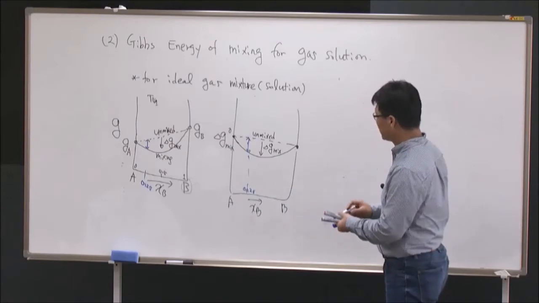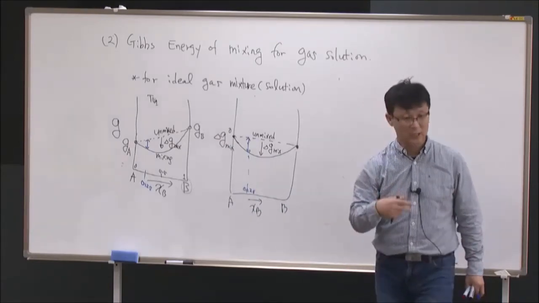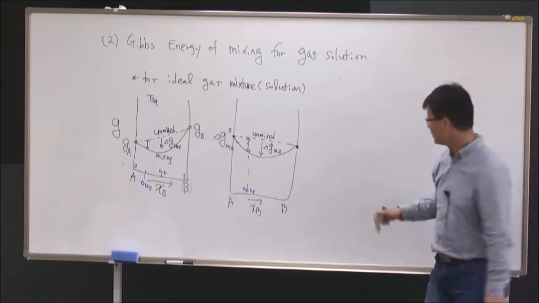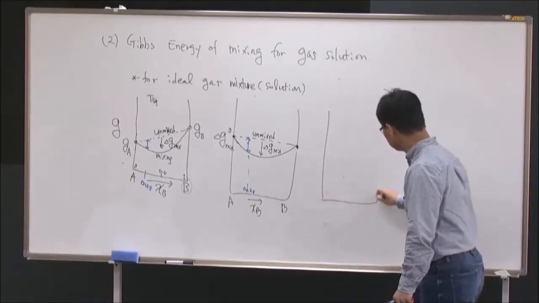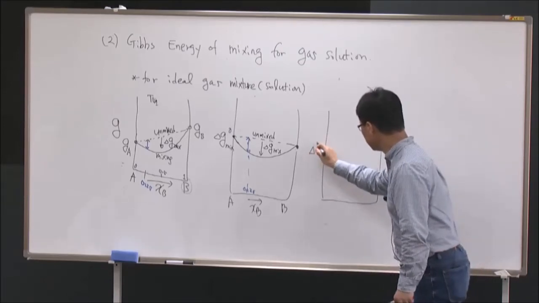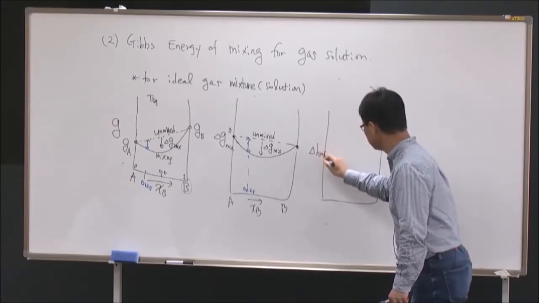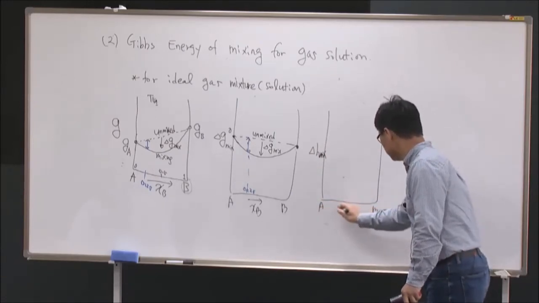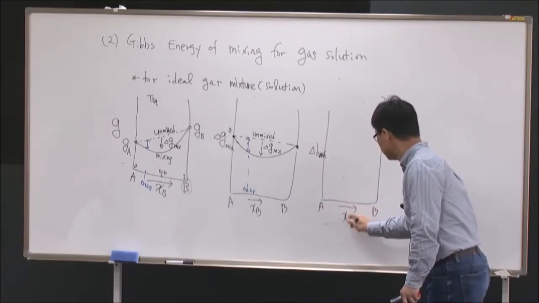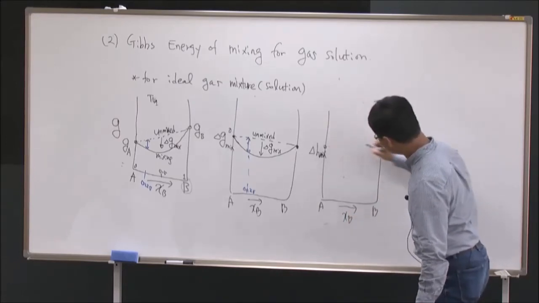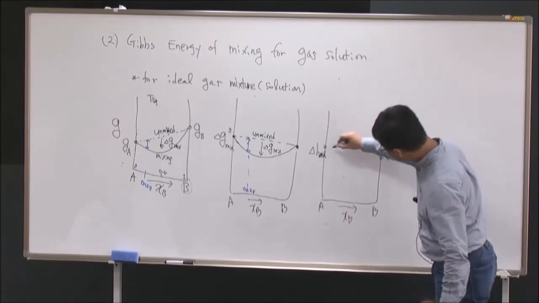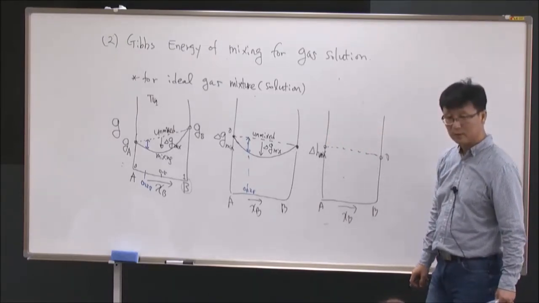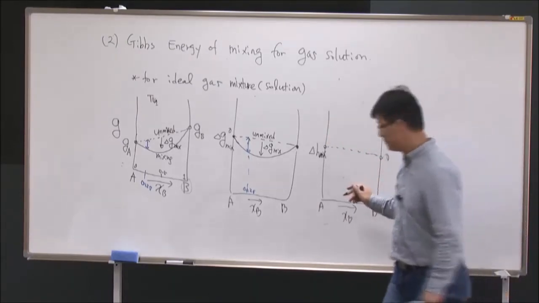Now, delta G of mixing is delta H of mixing minus T delta S of mixing. That's what we say, yeah? Now this is delta H of mixing, and A, B, XB. Delta H of mixing is the same, starting from 0 and 0. And this is before mixing and even after mixing, it's the same.